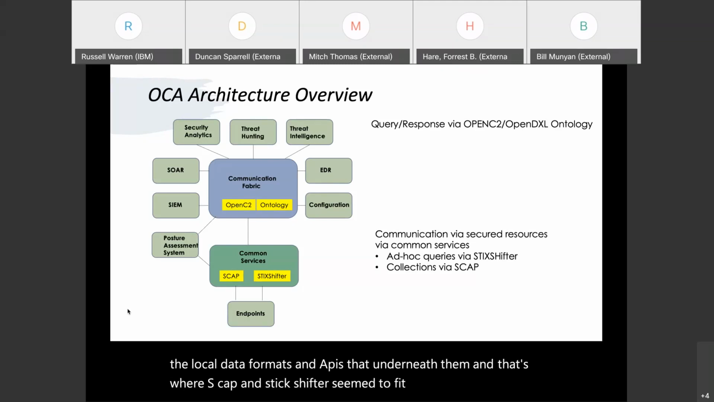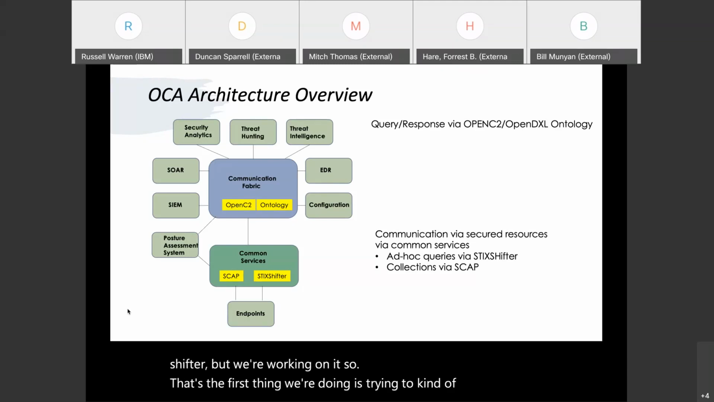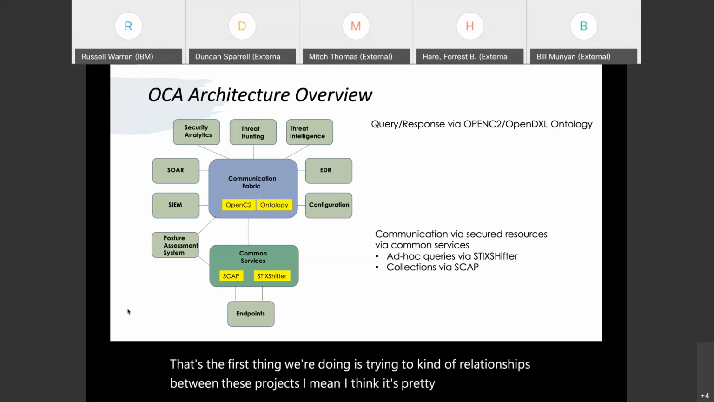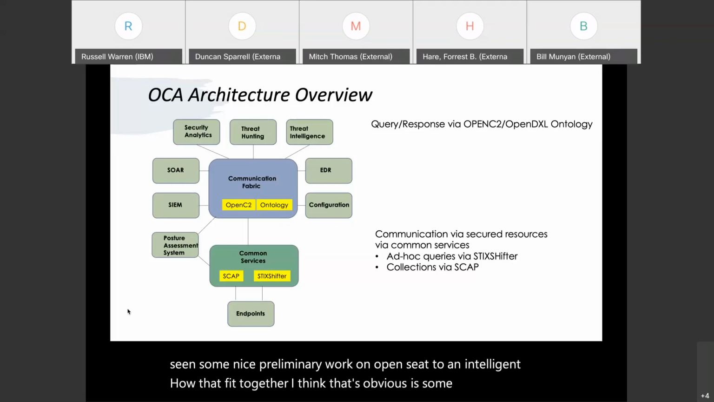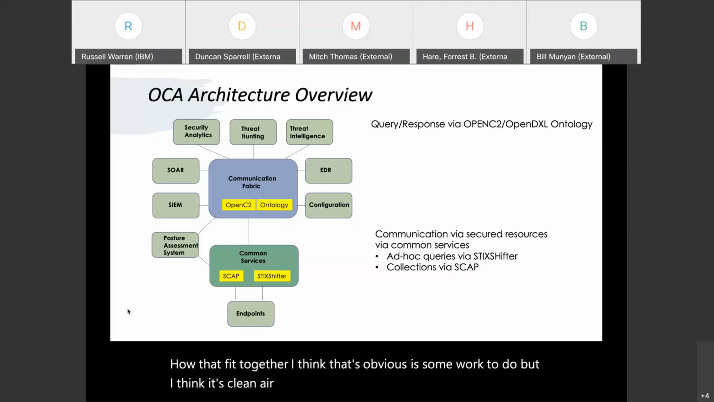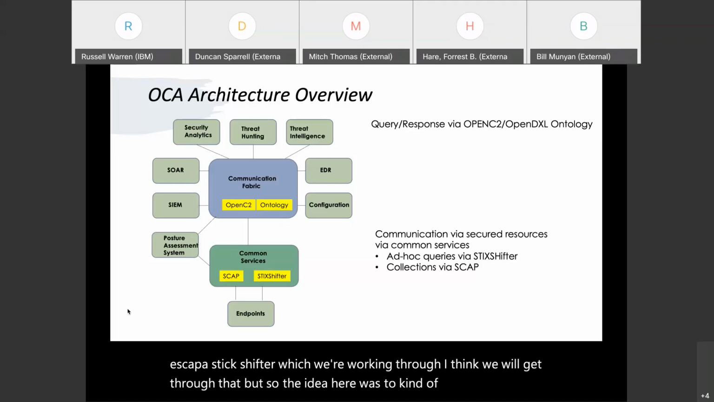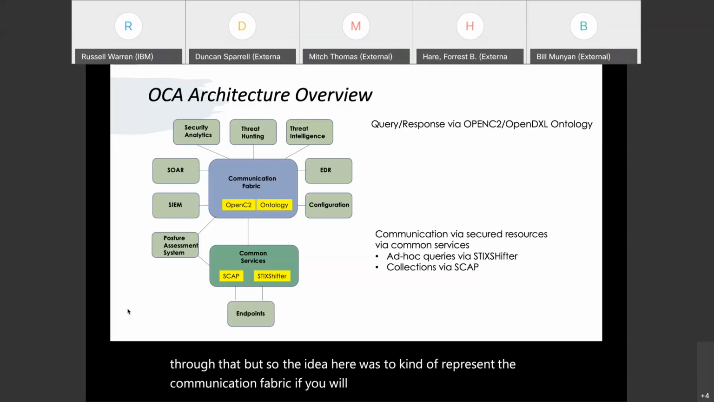And the group, we've been having a discussion. We do not yet have a clear delineation of when to use SCAP and what its role is versus Stix Shifter, but we're working on it. So that's the first thing we're doing, trying to understand the relationships between these projects. I think it's pretty obvious. We've seen some nice preliminary work on OpenC2 and the ontology and how they fit together. There's some work to do, but I think it's cleaner. What is not as clean is the SCAP and Stix Shifter, which we're working through. I think we'll get through that. So the idea here was to represent the communication fabric, if you will, that's not a great term, and the quote unquote common services. Those two things are kind of the core of OCA.